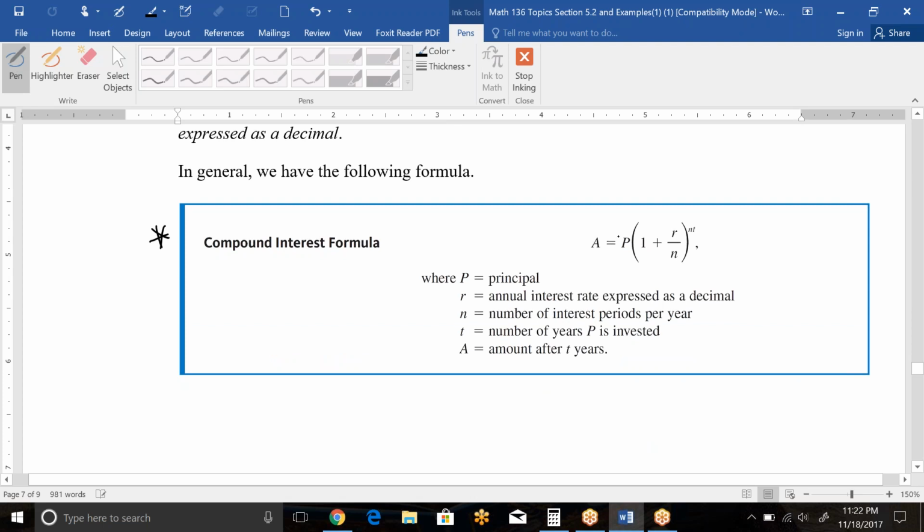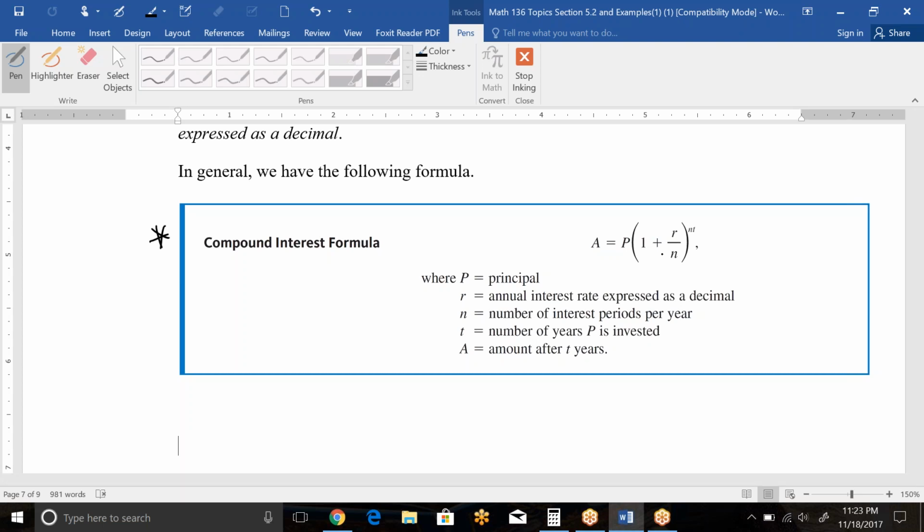So A equals P, which is our principal, parentheses 1 plus our rate as a decimal, like 8% would be 0.08. How many times they compounded a year means how many times do they apply the interest in a single calendar year. So if they do it quarterly, that would be like 4. If they do it monthly, that would be 12.